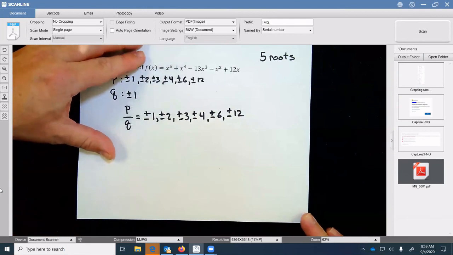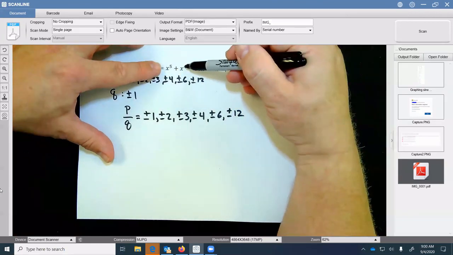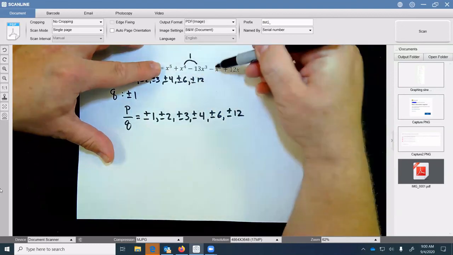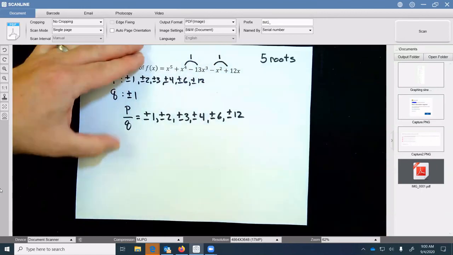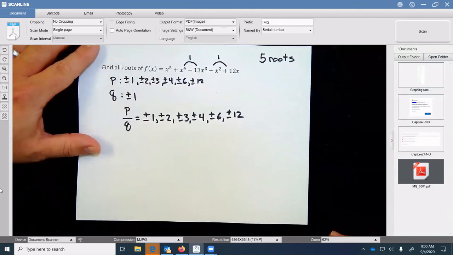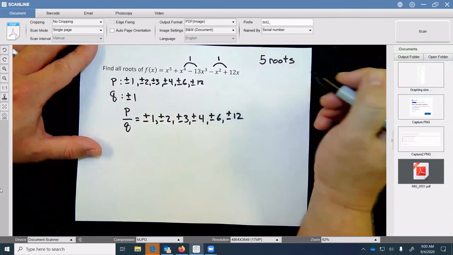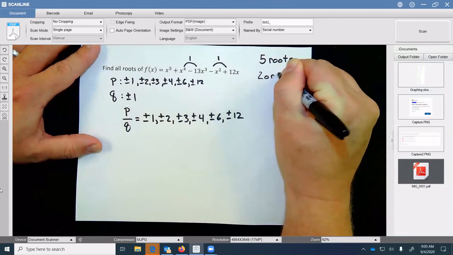Well, let's do a couple things. Let's use Descartes' rule of signs. How many sign changes do I have? So that's positive to positive. Positive to negative, that's 1. Negative to negative, negative to positive. So how many positive signs can I have? Okay, close. I can have 2 or 0. So I could have 2 or 0 positive.